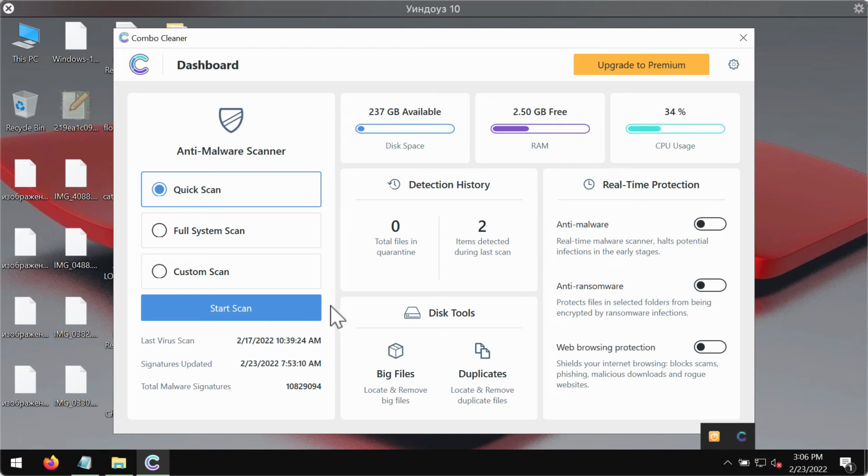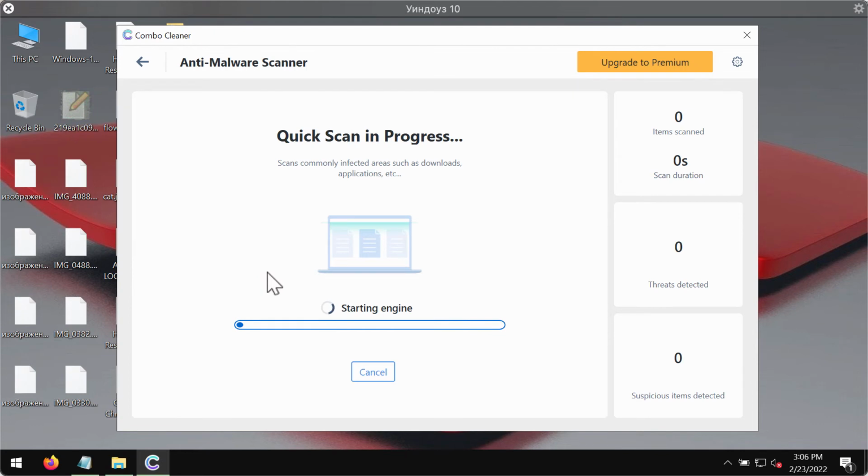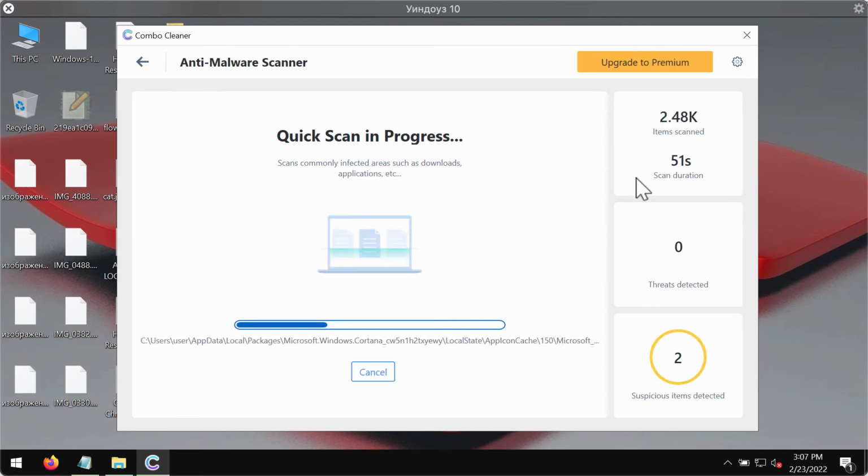and start researching your system with its help. Initially, the program is in trial mode, so only the quick scan option is available. Click on Start Scan. The program will begin researching your system and will then give you the summary of threats at the end of scanning.